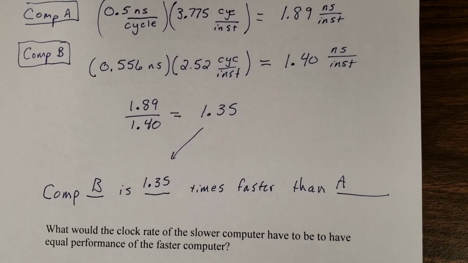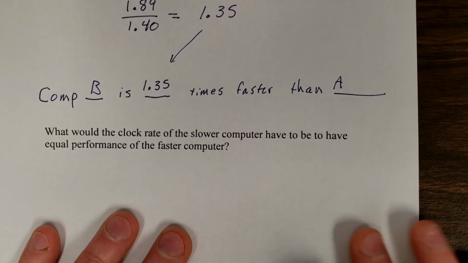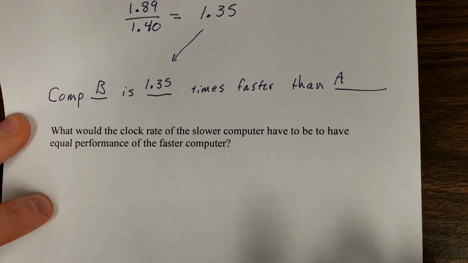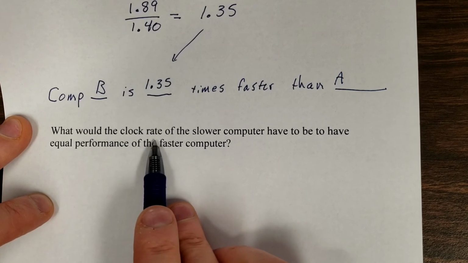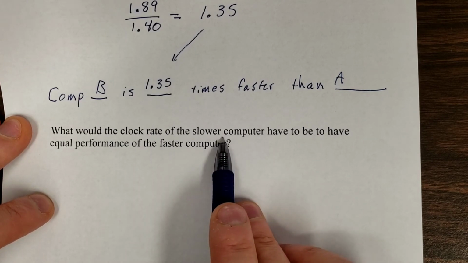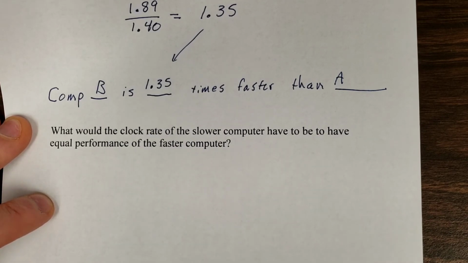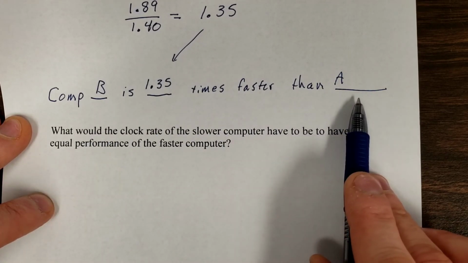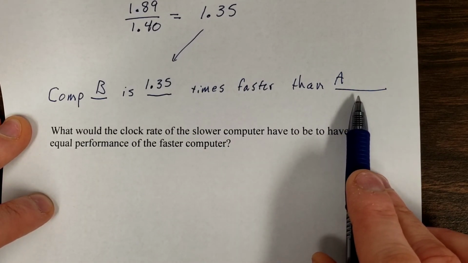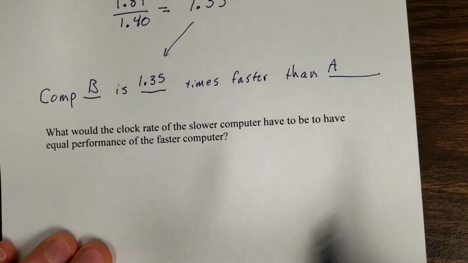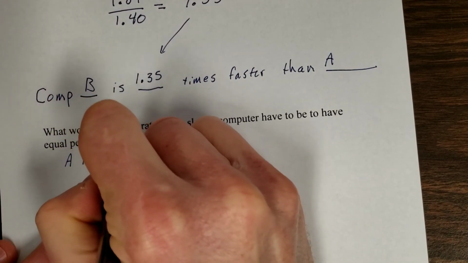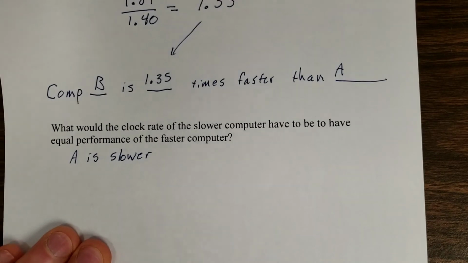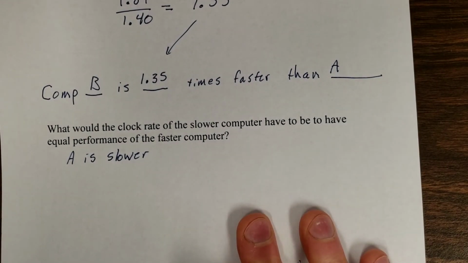All right. Now finally it says, wait a minute, what if my competitor had computer B and I had computer A? And you say, well, I could increase the clock rate of the slower computer so that I could have equal performance with B. If B is my competitor and I'm stuck with A and I can't change the CPI, what I could do is turn up the clock. So with that, we know that A is slower, so the frequency of A would have to increase.